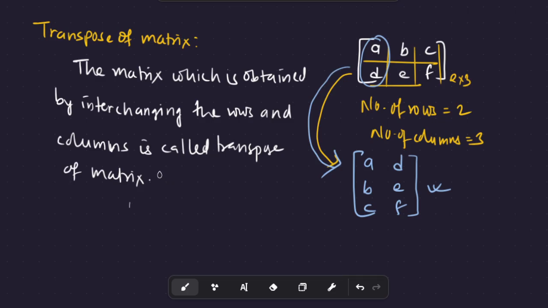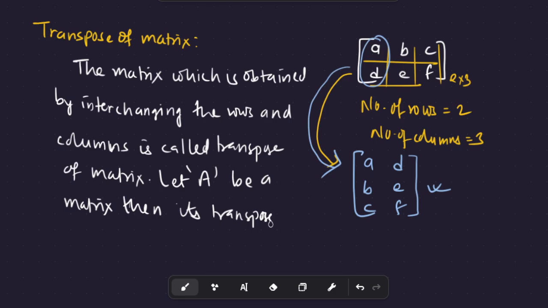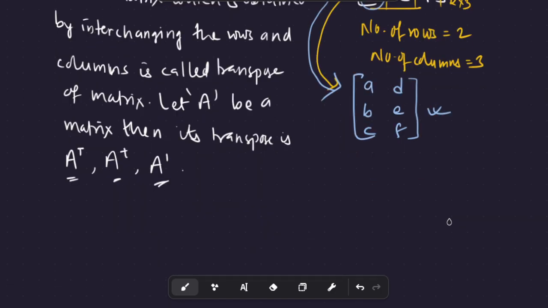Now, let A be a matrix, then its transpose can be denoted either by A to the power capital T, or A to the power small t, or simply A prime. So all these three notations can be used to denote the transpose of a matrix. Okay, have you understood this?